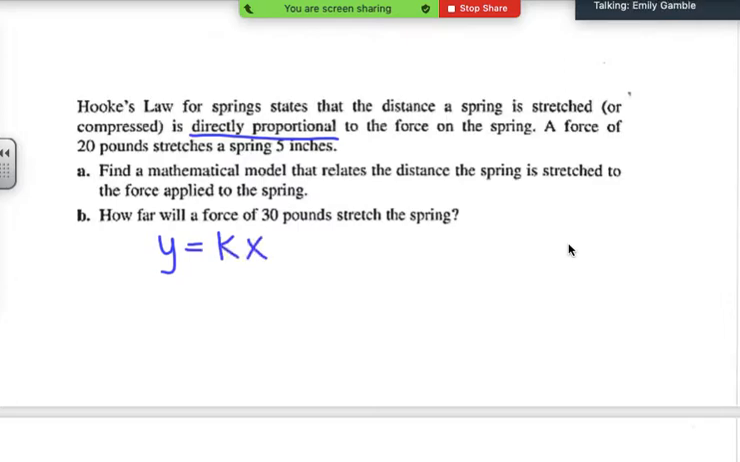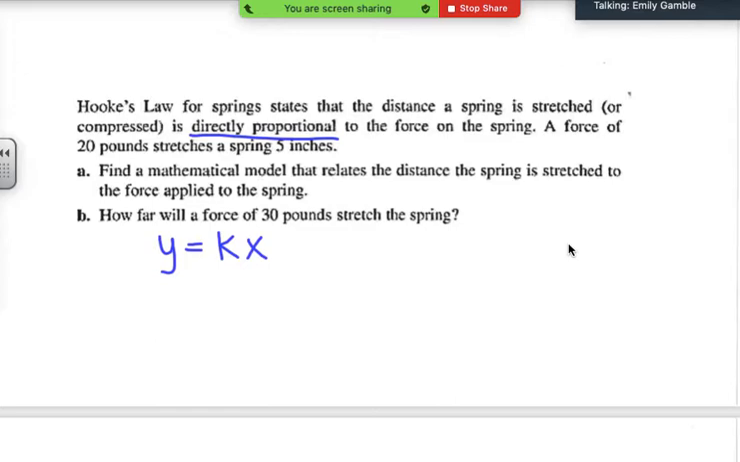A force of 20 pounds stretches the spring 5 inches. And we want to create a mathematical model that relates the distance the spring is stretched to the force applied to the spring. So here's where things get confusing because they don't tell us what x and y represent. We have to kind of figure it out from the problem. So we need to replace 20 and 5 in for x and in for y, but we have to make sure we understand which one represents x and which one represents y.